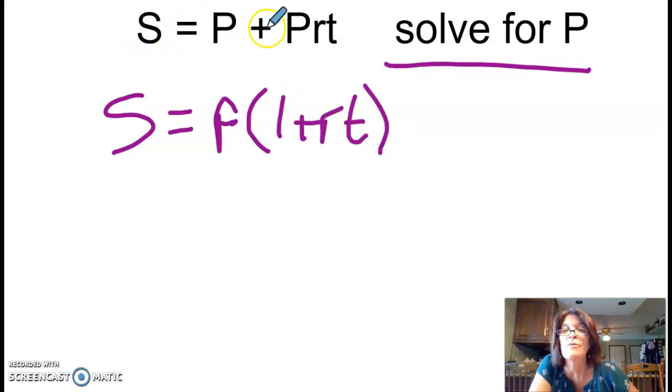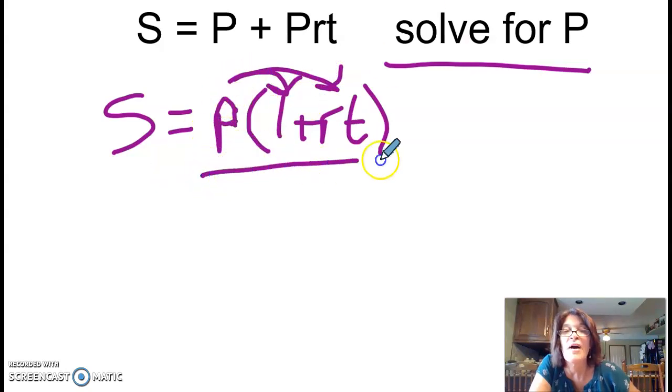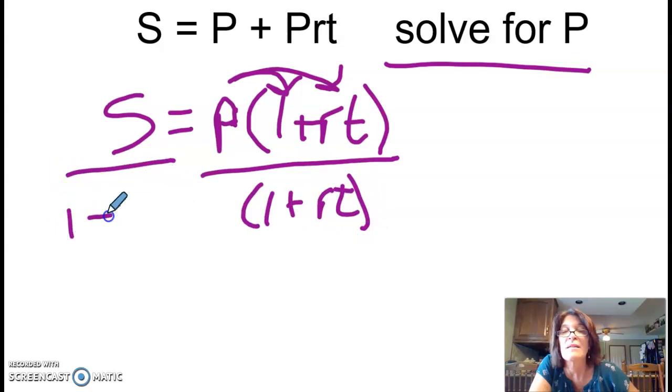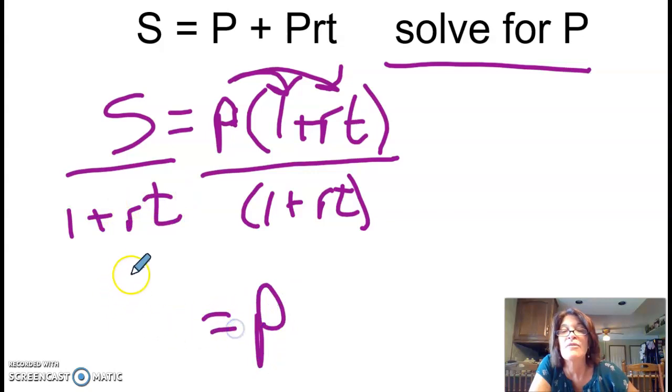Okay, so I have S equals P plus PRT. I factored the P out. And then notice if I would distribute that back through, I'd still have P plus PRT. Okay, I just have it in factored form so that I just have one letter P. I'll divide by the stuff that's multiplied by the P, which is 1 plus RT. Divide both sides by that. Okay, and that's my equation solved now for the letter P. P is S over 1 plus RT.